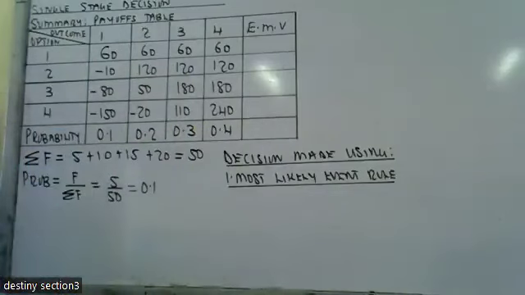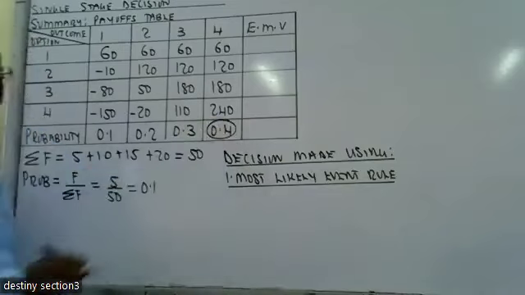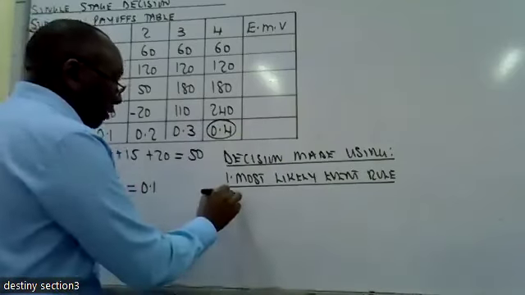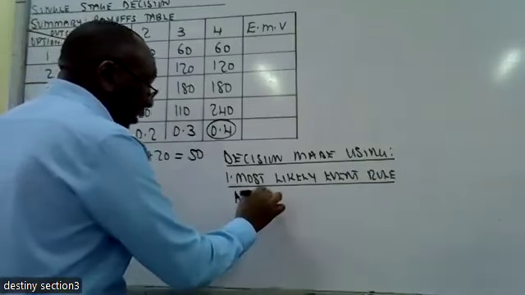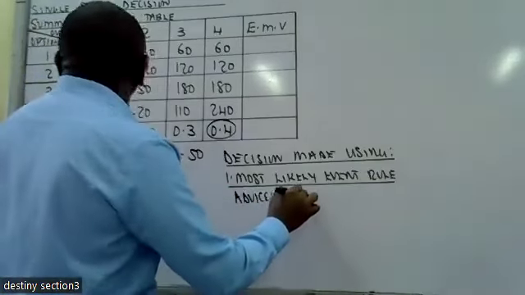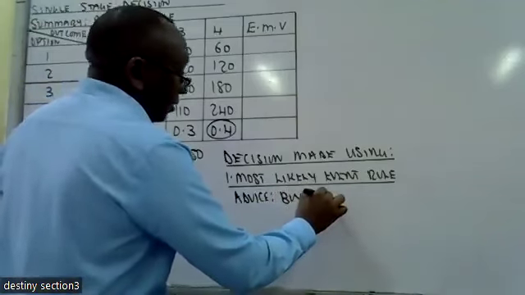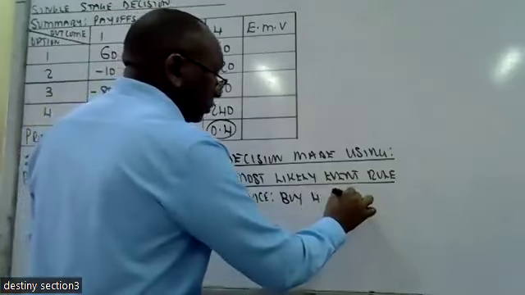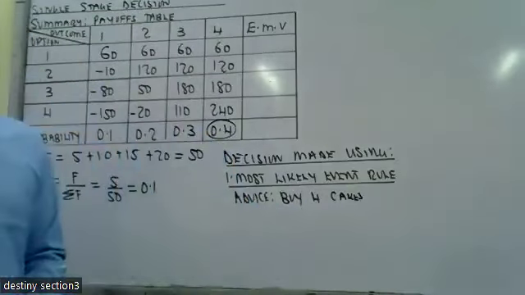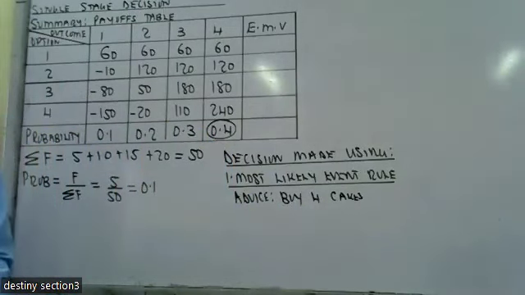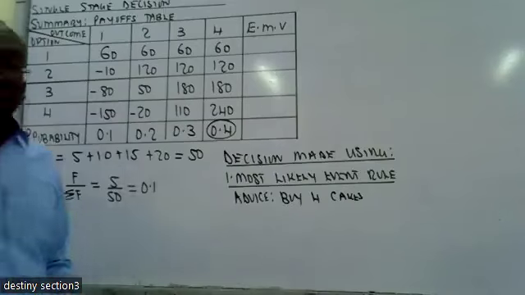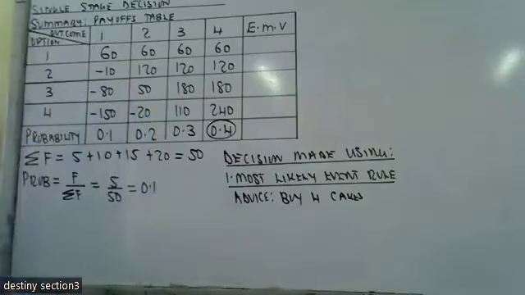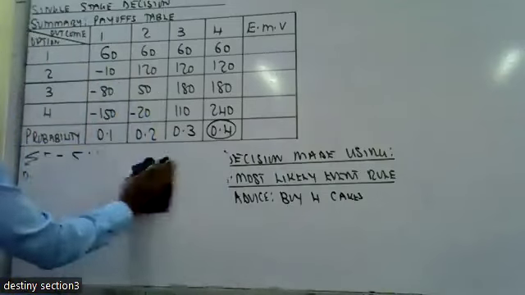Kati ya hizi nne, which one is the highest? 0 points? Yeah. So you circle that. And when you circle that, you just come now and offer your advice. They should buy 4. There were what? 4 cakes. They're dealing with cakes. So that one is as simple as that. So that's how you make that decision. You should buy 4 cakes. Okay.